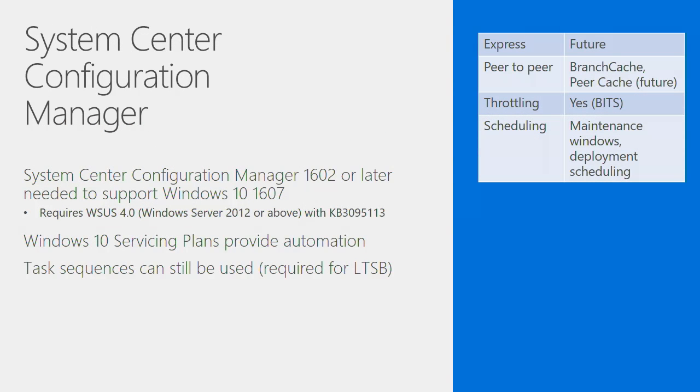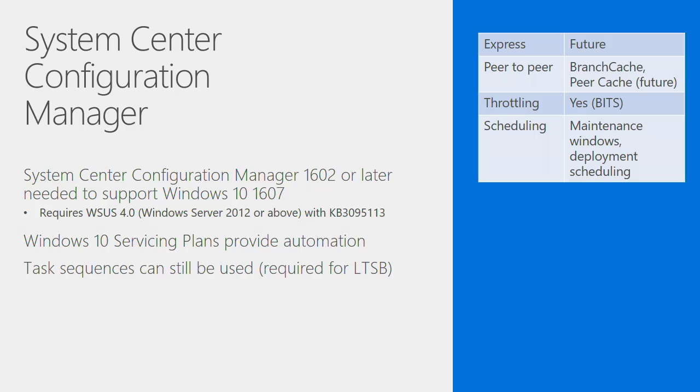System Center Configuration Manager 1602 or later is required to support Windows 10 1607. That's their basic support policy, is they'll always support their current release and an N-1 release with a new Windows 10 release. So when 1607 came out, they had just released their Config Manager 1606 release, which added support for new Windows 10 features, but they have compatibility support in their 1602 release.